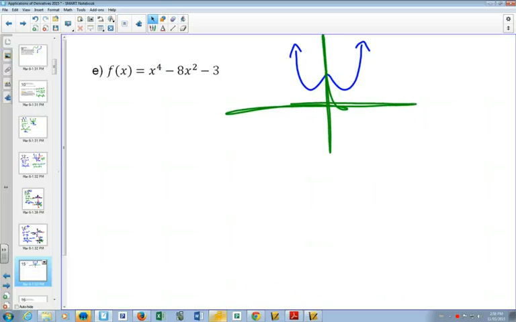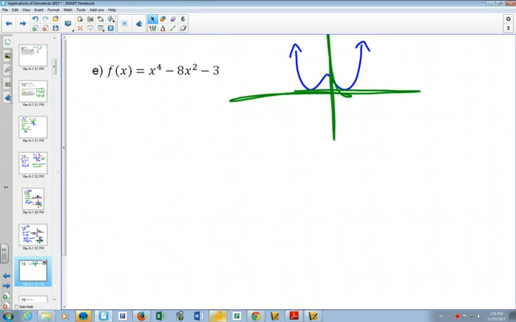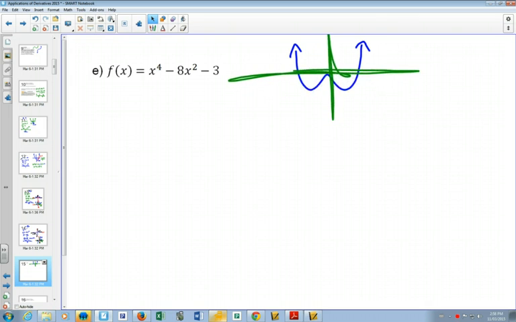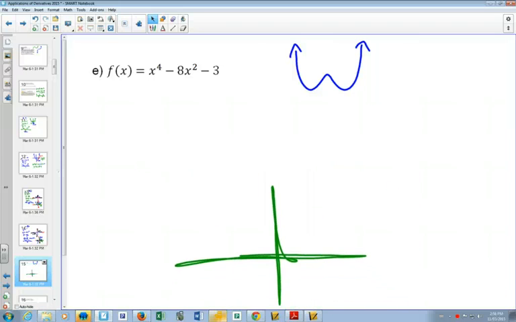Like if my axes were here, I'd have no x-intercepts. If the function was here, I would have 4 x-intercepts. I could make it so that it just had 2 x-intercepts or 3 x-intercepts, or 2 up there. So depending on where these axes are, you've got different options for how many x-intercepts it has.